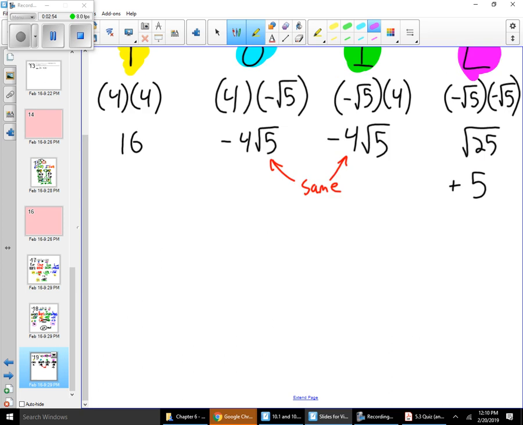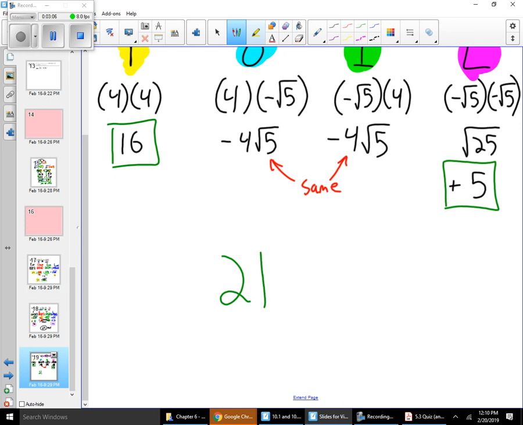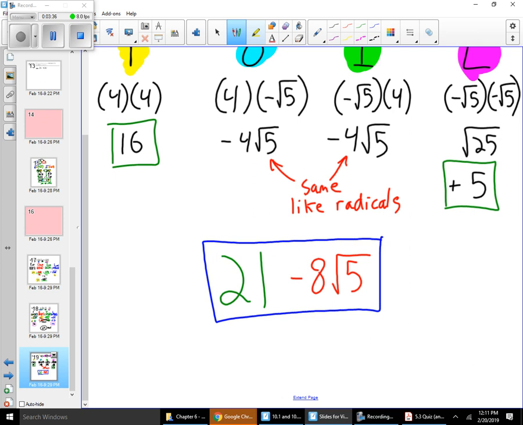Those are like terms, so we can combine them. Put those in green. 16 plus 5, that's going to give us a 21. And then we have those 2 matching negative 4 root 5s for the inside and the outside as well. Those are like radicals, so we can combine them. Negative 4 root 5, well, if you have negative 4 of them and then you take another 4 away, negative 4 minus 4 is negative 8. So we've got 21 and we have negative 8 root 5s. These are not like terms, so there's nothing else we can do. That's it.